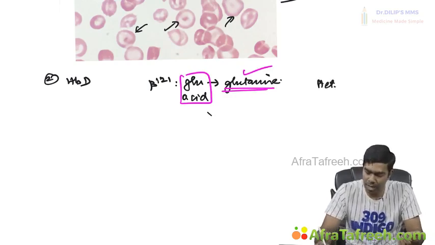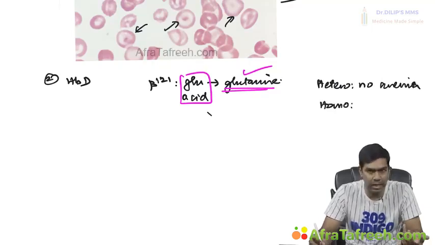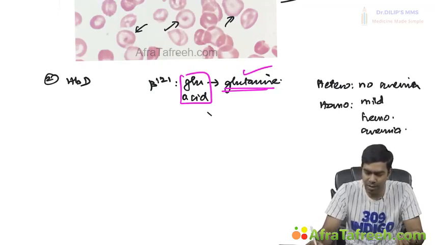Similarly, if you ask me what will happen to heterozygotes, again they will have no anemia, which means there will be no clinical problem at all. And in homozygous HbDD, in these conditions, you will have a mild hemolytic anemia. Again, the clinical features are not severe, mild hemolytic anemia.